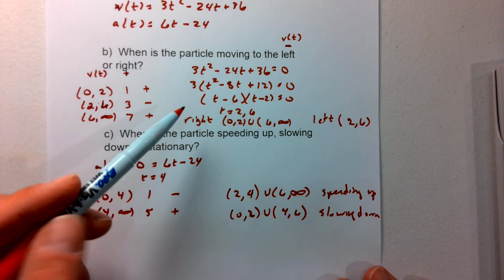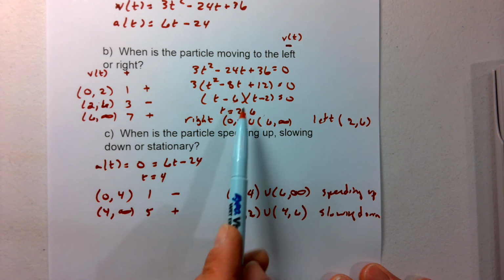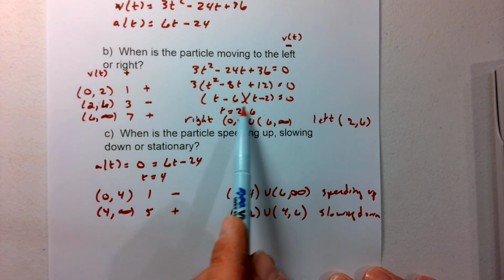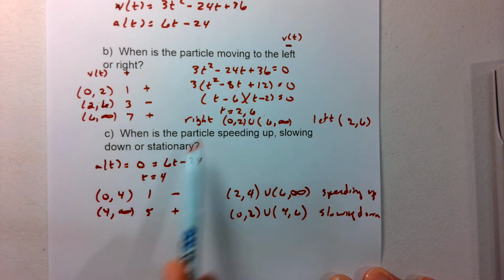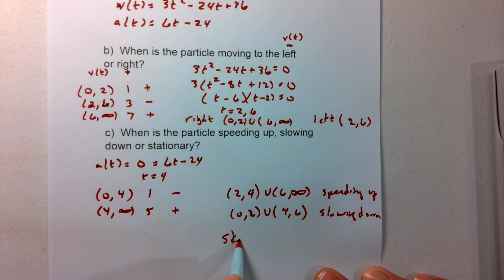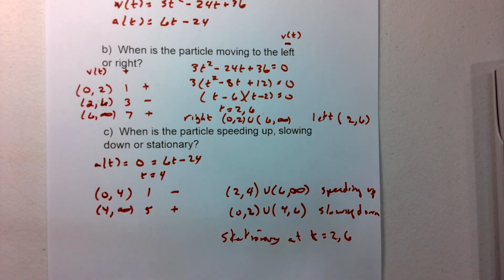Stationary is when my velocity equals 0, but my acceleration doesn't. Since my velocity is 0 at times 2 and 6, neither one of those occurs when my acceleration is 0. So we're stationary at time t equals 2 and 6. And hopefully it gives you an idea of some of our motion problems and a particle moving along the axis. Good luck and enjoy!